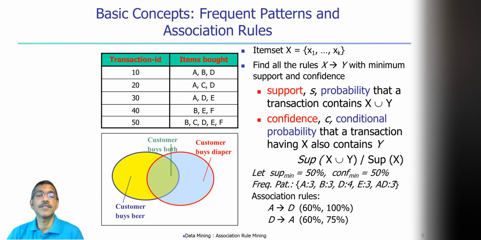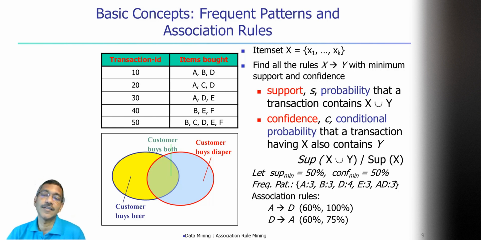yeah, AB, they're in the first transaction. That's all we have. So that means support is 1/5. Out of 5 transactions, we have only one transaction where we have AB together. So that's the support. And then confidence is this conditional probability. So if A happens, what is the probability that B is going to happen?